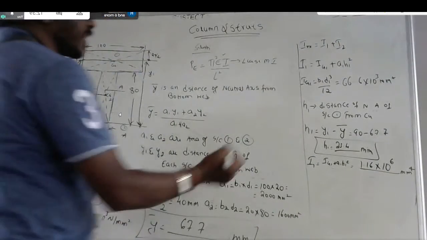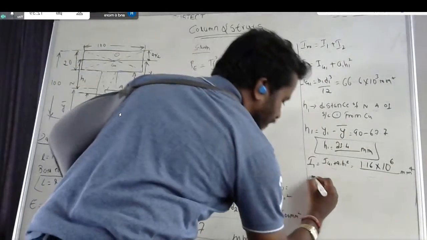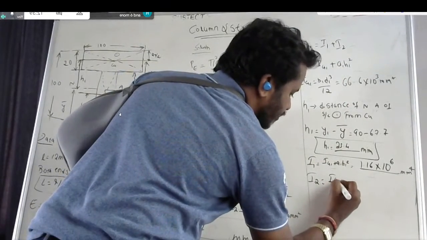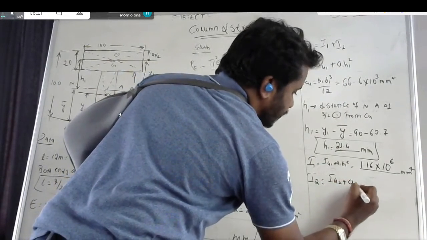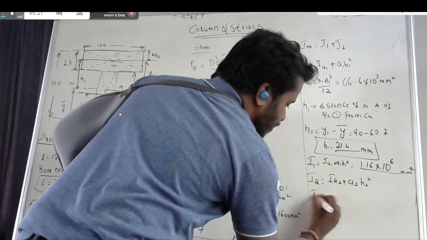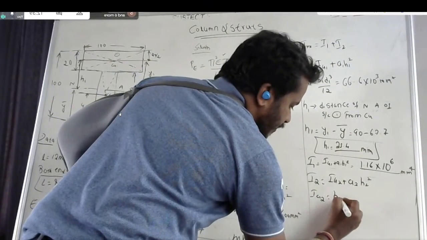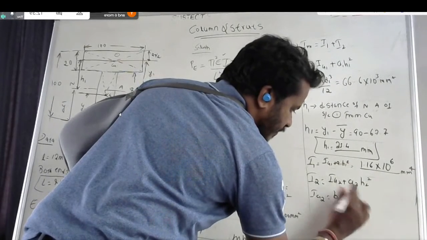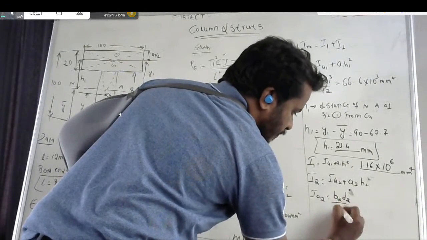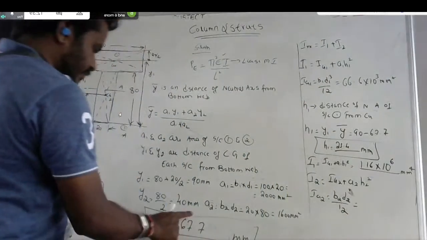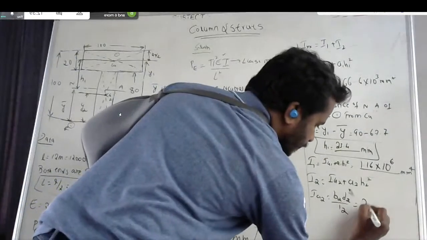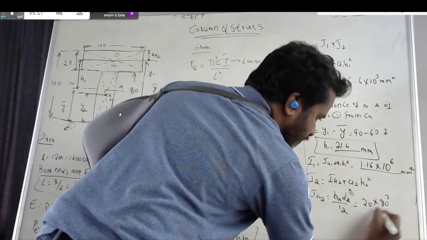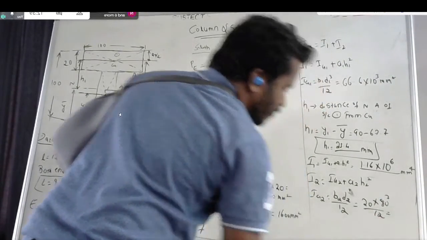Now similarly I want to calculate I2. I2 is the same formula: Ig2, in place of 1 you substitute 2, plus A2 into H2 square. Ig2 becomes B2 D2 cube divided by 12. B2 I know already, B2 is 20, D2 is 80 cube by 12. Therefore, how much do you get for Ig2?